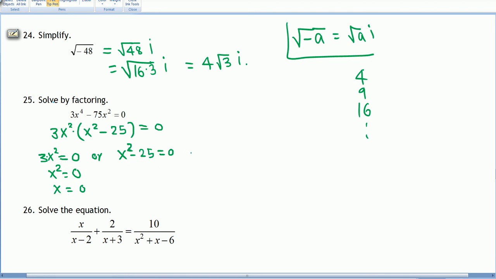Move negative 25 to the other side, so add 25 both sides, so x squared equals 25. Now take square root both sides, you get x equals plus or minus 5. The square root of 25 is 5, and when we use the square root method, we have to put in plus or minus. Thus, x equals 0, 5 and negative 5. There are three answers.